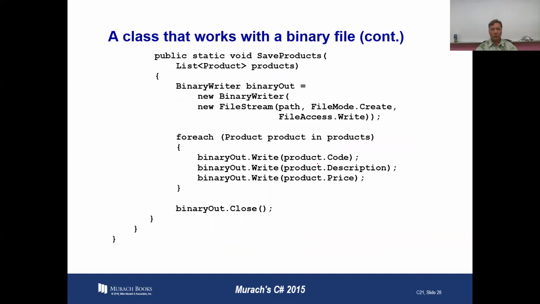And here's how we write it back out again. Same idea. We create an instance of this binary out. This is the stream. We loop through all the products. Each time we write out the code, the description, the price, go on to the next one, code, description, price. And then when we're all done, we close the stream.